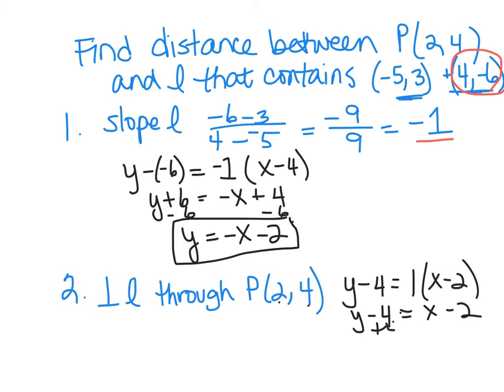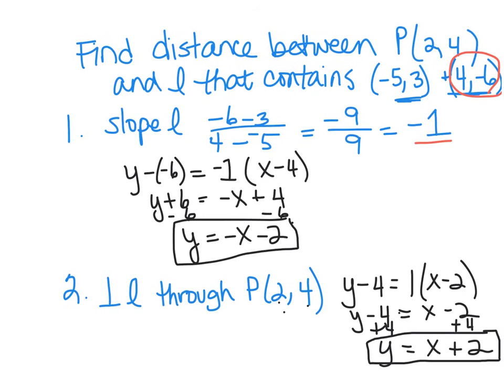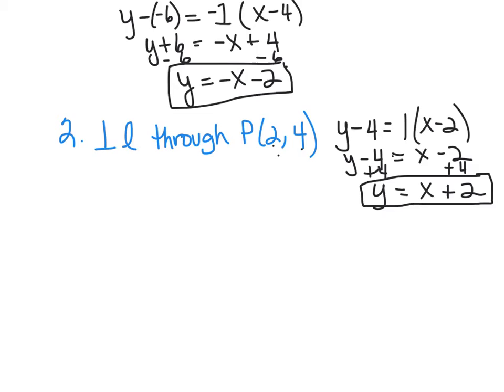And then we're going to add 4. And we get y equals x plus 2. So this is the equation of the line that is perpendicular to line L, and it goes through point 2, 4. Okay, so now we need to find out where they intersect.